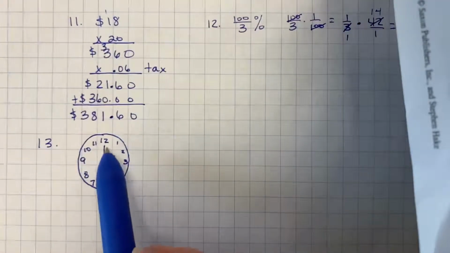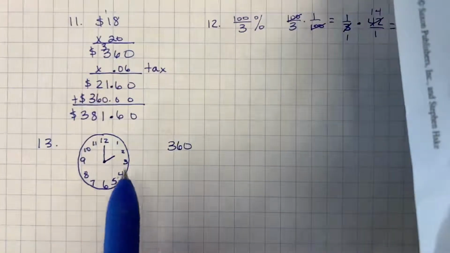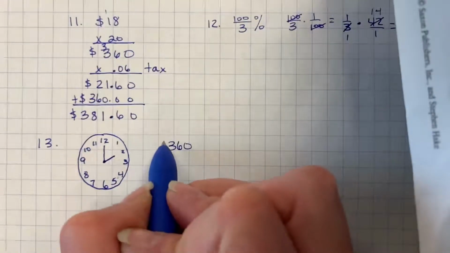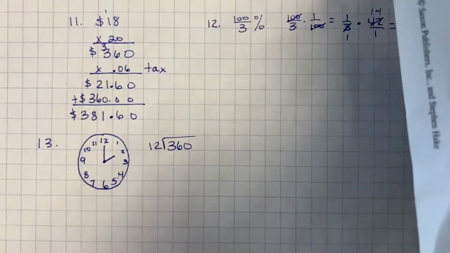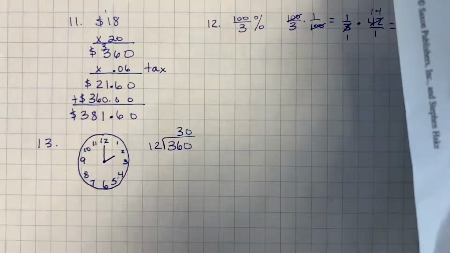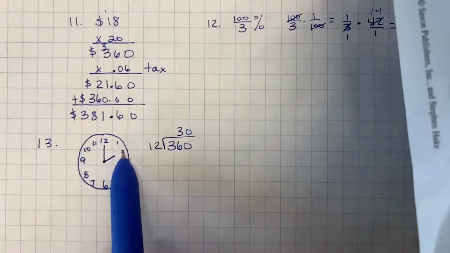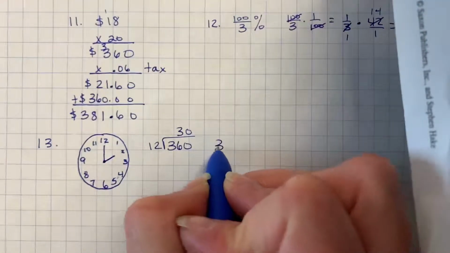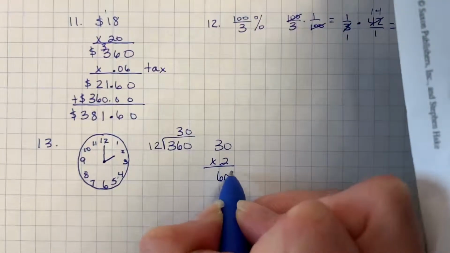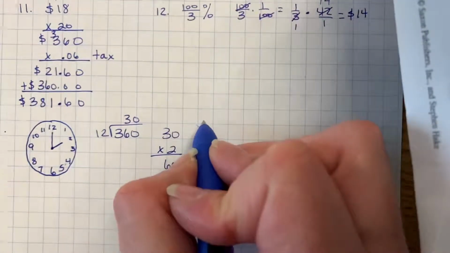All right. All the way around would be 360 degrees. To find out how much each of these numbers is, we would divide 360 by 12. 12 goes into 360 30 times. So now we just need to know what the angle is going two of those numbers. So 30 times 2 equals 60 degrees. My answer for that is 60 degrees. Number 14.